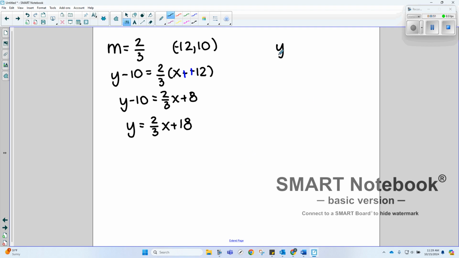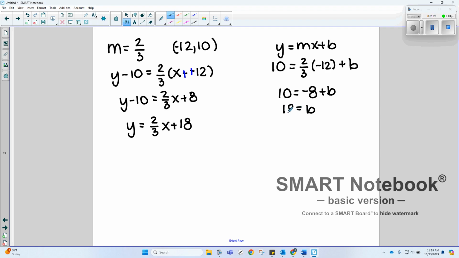If I want to start and end with slope-intercept form, we could say y equals mx plus b, plugging in negative 12 for x, 10 for y, and 2/3 for m. Two steps to get to the b. First one is multiply 2/3 times negative 12, and then we're going to add 8 to both sides.